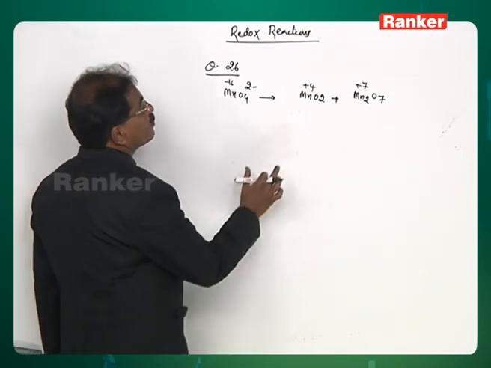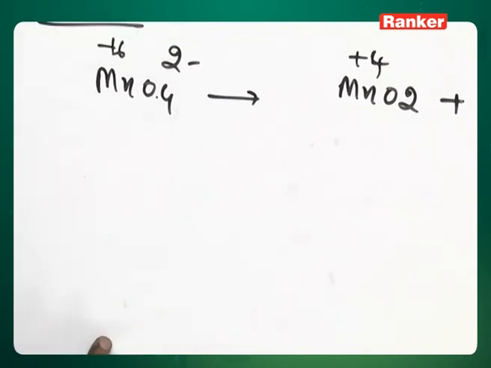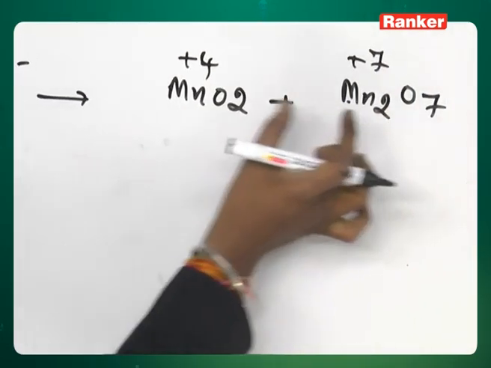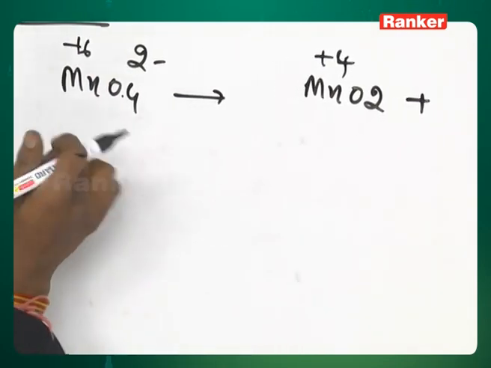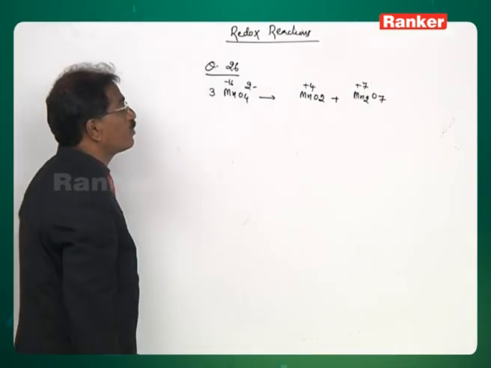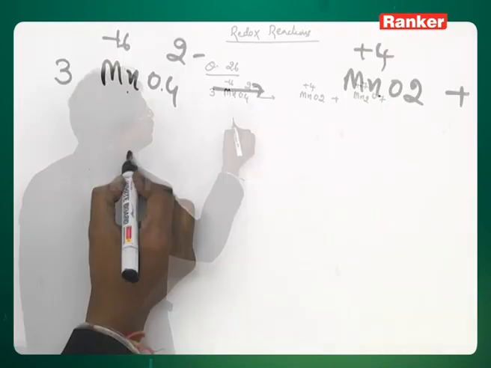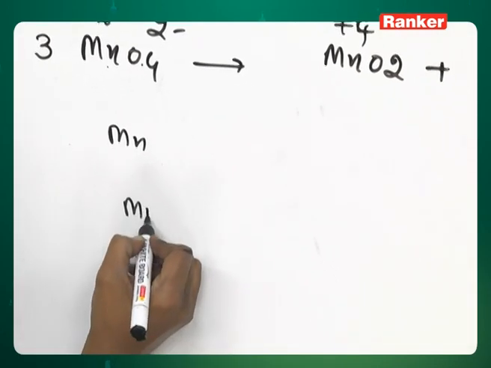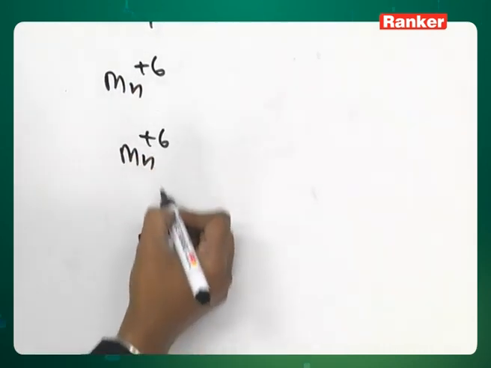For that purpose, first you balance the atoms which are participating in the disproportionation. Here you see 2 manganese atoms plus 1. Total 3 were there, but here only 1 is shown. Therefore, first you balance the manganese atoms which are undergoing disproportionation. That means 3 moles of the MnO4 2 minus is participating. I am showing those 3 moles separately. Here oxidation state is plus 6, plus 6, plus 6.